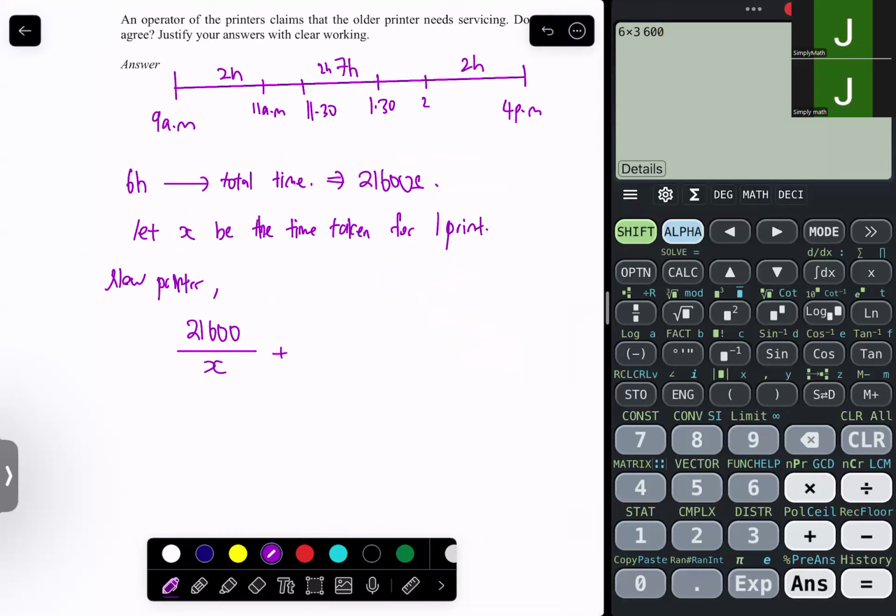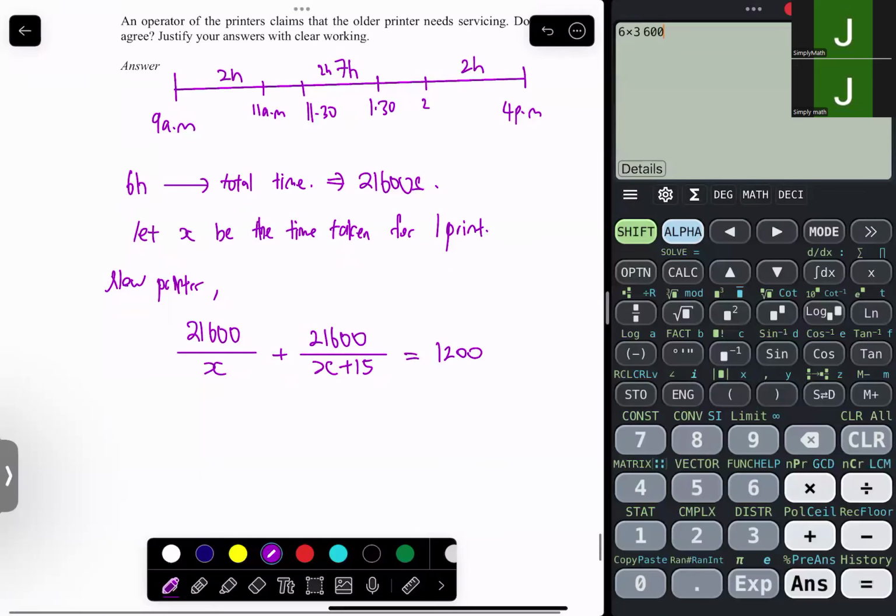Okay. Now, plus the same 21,600 divided by X plus 15, because the second printer takes 15 seconds more. Okay. And they print a total of 1,200 for an entire day. Okay. That's what I'm assuming. All right. Okay. So cross multiply, I would have 21,600 times X plus 15, plus 21,600 X equals 1,200 X times X plus 15.